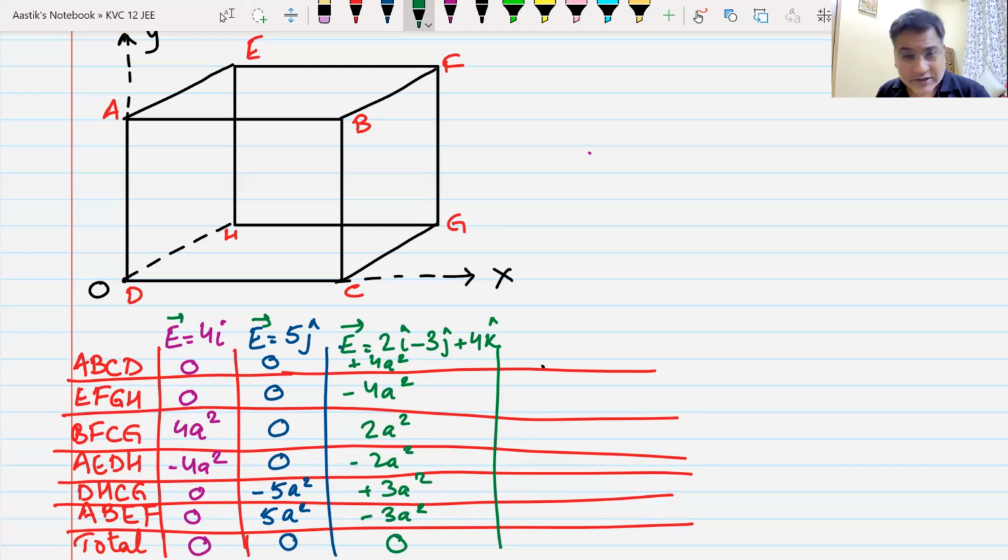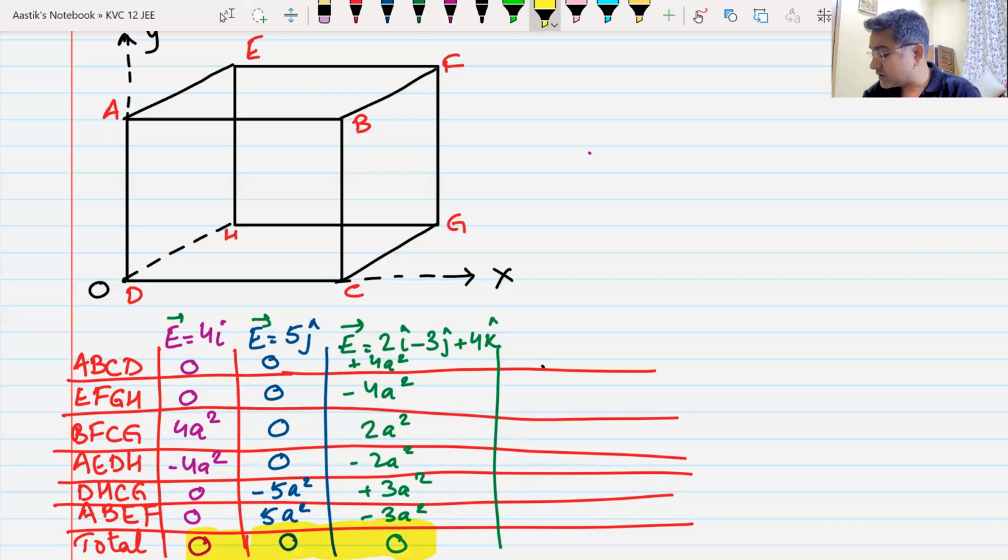There is one very peculiar thing that we have seen in all these three cases. Yes or no? Total electric field is 0. Total flux is 0. Okay. Don't forget that. It's not that the total field is 0, but the total flux is 0.